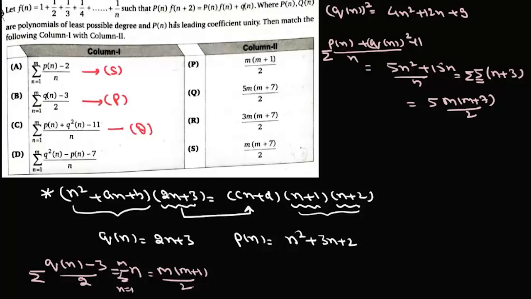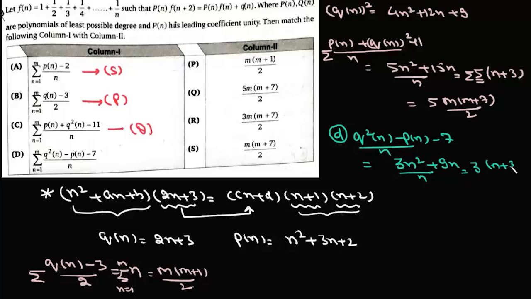And for this D part, we need to find Qn square minus Pn minus 7. Now if we subtract it, we'll get 3n square plus 9n plus 7 minus 7 will cancel, and if we divide it by n, we'll get this as 3n plus 9, which again is the same summation. So if we take this summation, it will be 3m into m plus 7 by 2.